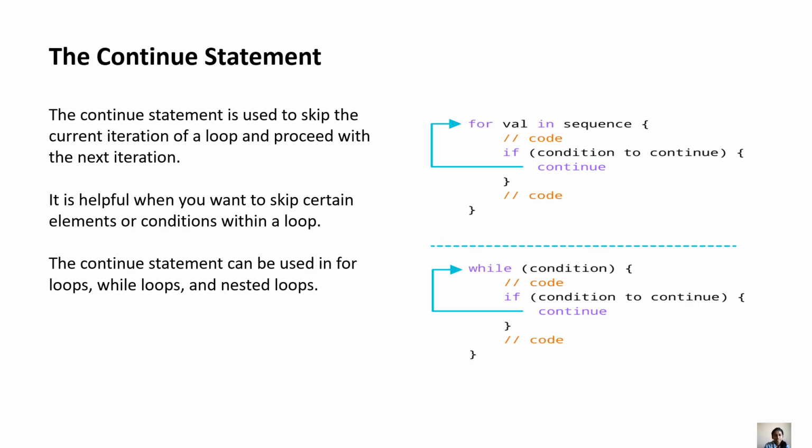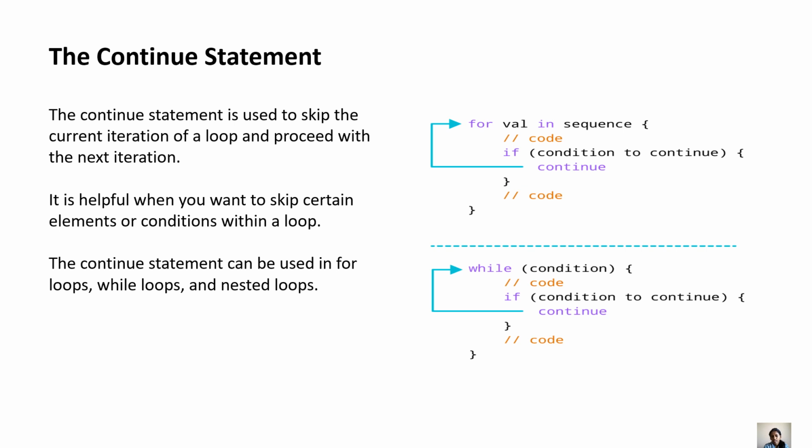And the next statement is the continue statement. The continue statement is used to skip the current iteration of a loop and proceed with the next iteration. It is helpful when you want to skip certain elements or conditions within a loop. The continue statement can also be used in for loops, while loops, nested loops, etc.